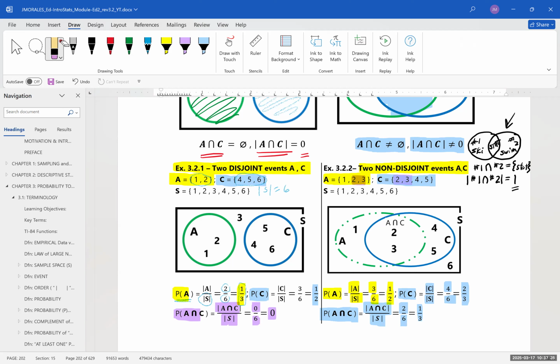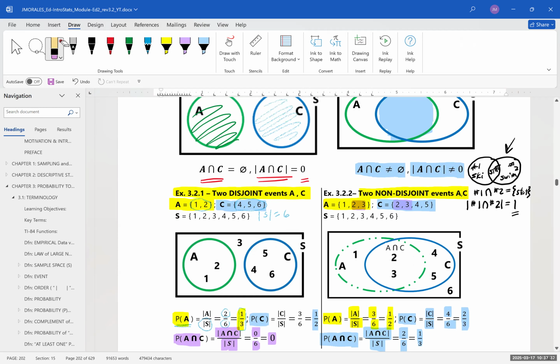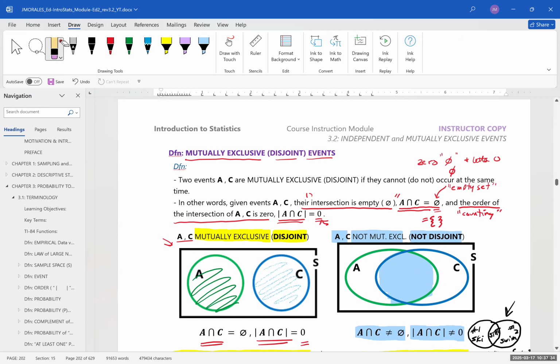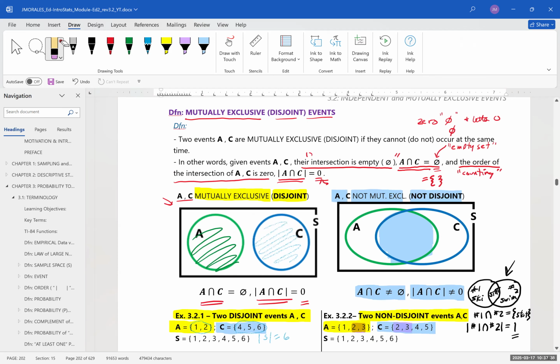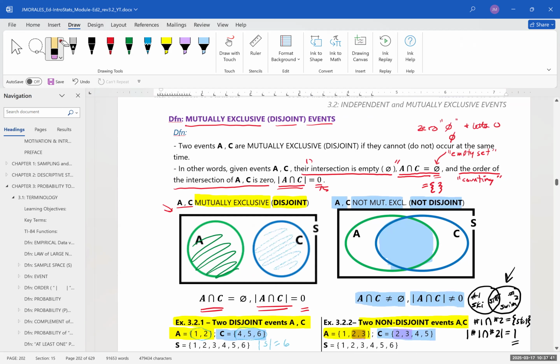All right. So that ends this explanation for the definition of mutually exclusive or disjoint events. Let me know if you have any questions.